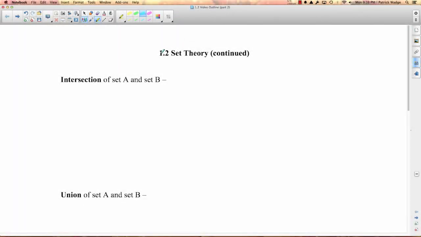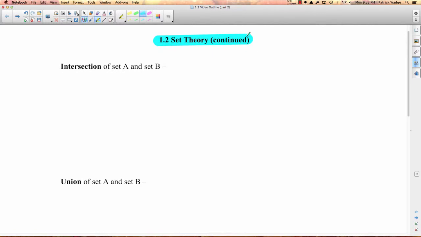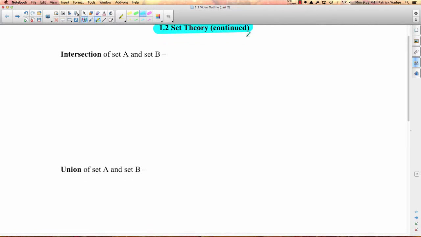Okay, today we're going to finish off section 1.2, which is on set theory. Shorter video this time, not as many terms to know. But two very important terms to know are intersection and union.